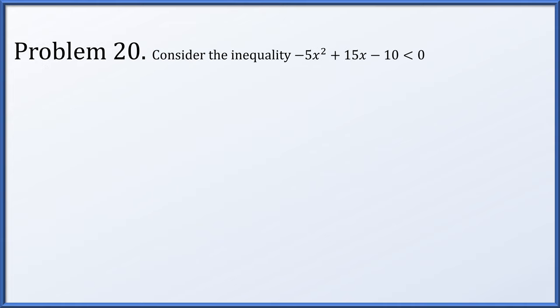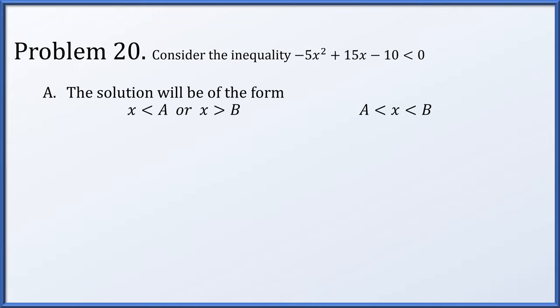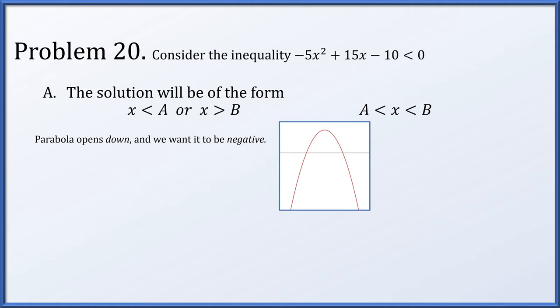Problem 20. Consider the following quadratic inequality. Negative 5x squared plus 15x minus 10 is negative. The solution will be of which form? x less than a or x bigger than b, or it will be the form x is between a and b. Well, we have a parabola that is opening down, negative 5 times x squared, and we want it to be negative. So we're looking at some sort of downward opening parabola, okay, and we want it to be negative. So it's definitely something of the form to the left of one intercept or to the right of another. In other words, it's x less than one intercept or x bigger than the other.